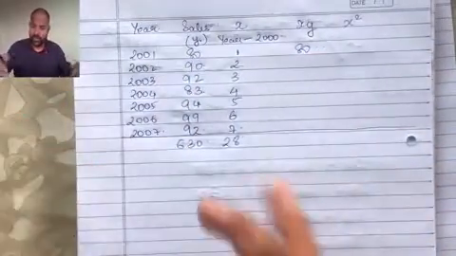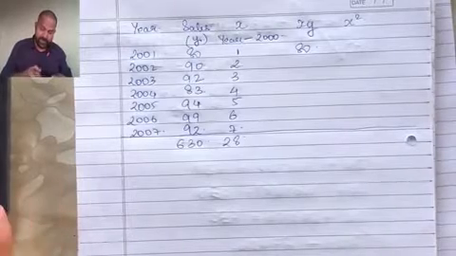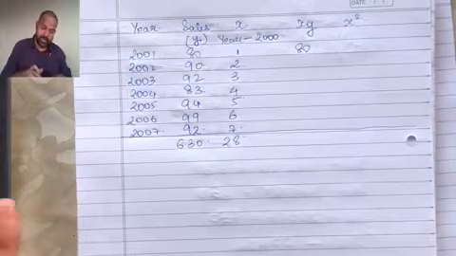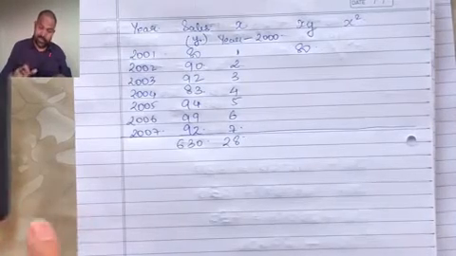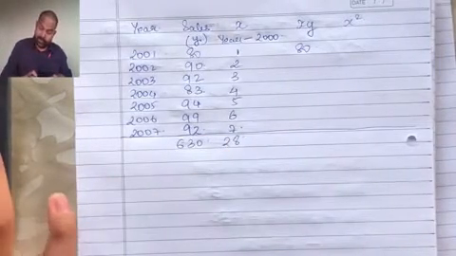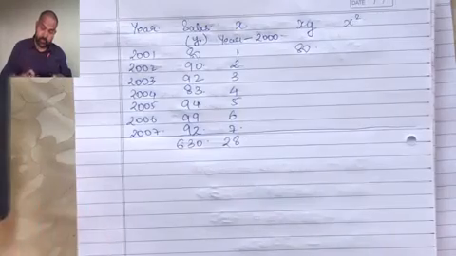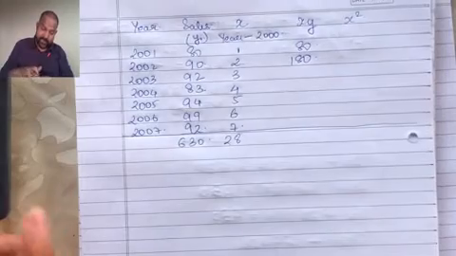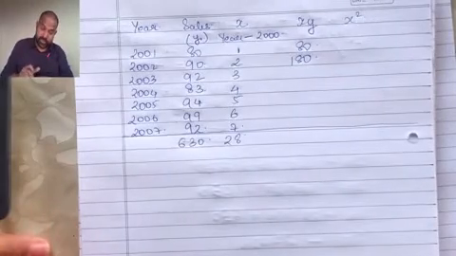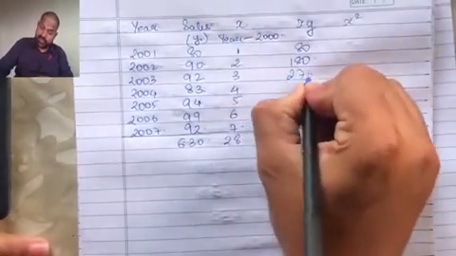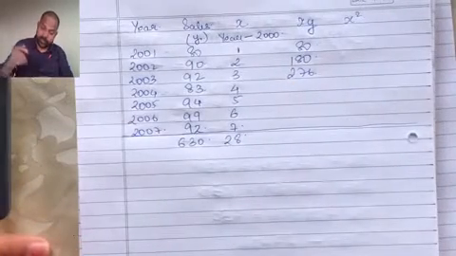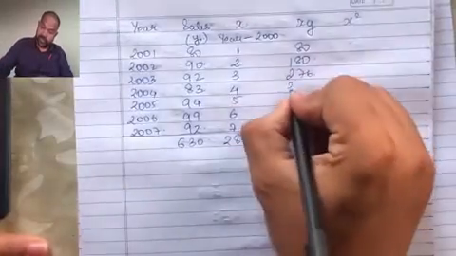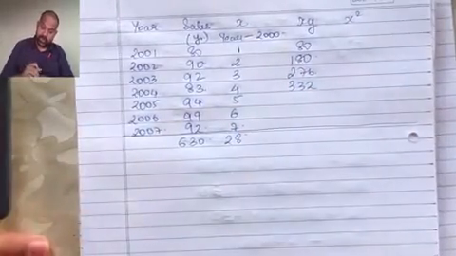If you do, go ahead. 80 into 1 is 80, and then use the memory. Add that to memory. Then we have 90 into 2 is 180, add that to memory. Then we have 92 into 3 is 276, add that to memory. Then we have 83 into 4, we get 332, add that to memory.